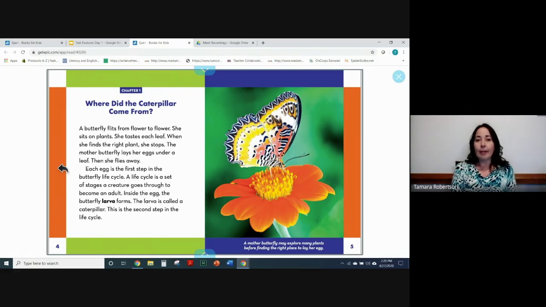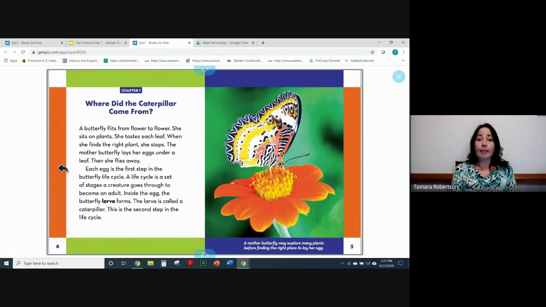Where did the caterpillar come from? A butterfly flits from flower to flower. She sits on plants. She tastes each leaf. When she finds the right plant, she stops. The mother butterfly lays her eggs under a leaf. Then she flies away. Each egg is the first step in the butterfly life cycle. A life cycle is a set of stages a creature goes through to become an adult.